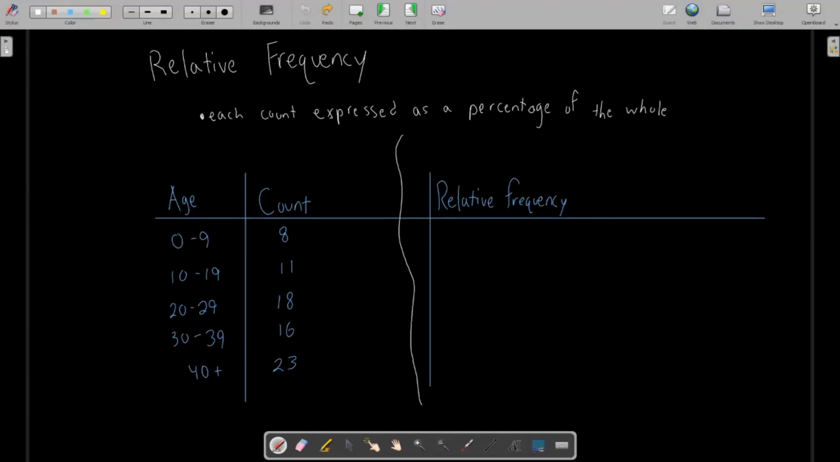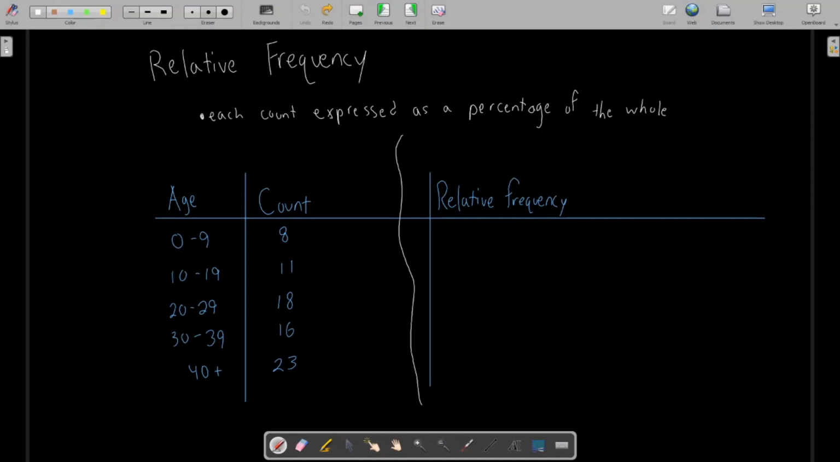Now before we get into the Pareto diagram, we're going to have to go over two concepts really quick that we did not go over in the last video, on two different types of frequencies. And the first one is relative frequency. This is when we take each count in our data set and express it as a percentage of the whole. What percent of all the data ended up in that one category?